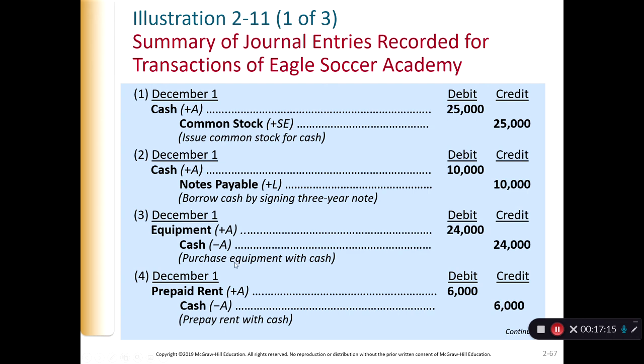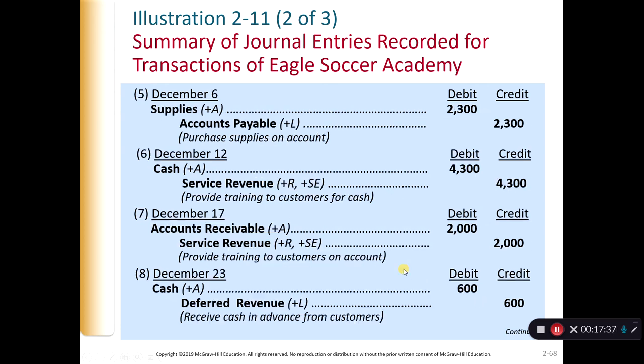Okay, and then on December 1st, the academy also prepaid the rent for $6,000 for the next whole year, and we treated this prepaid rent as an asset. Hence when the asset increased, we debit $6,000, and at the same time our cash decreased, so we credit cash. On December 6th, the academy purchased supplies on account, right? That means they bought supplies but didn't pay the vendor yet. Hence we increase the asset by debiting $2,300, and we increase liability by crediting the liability for $2,300.